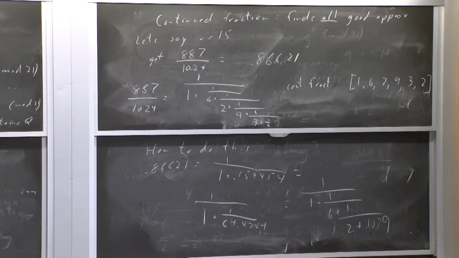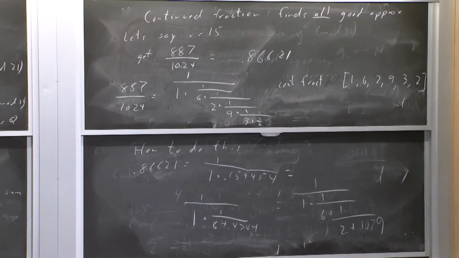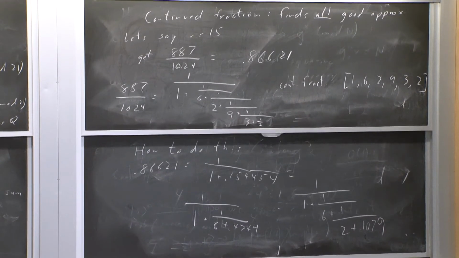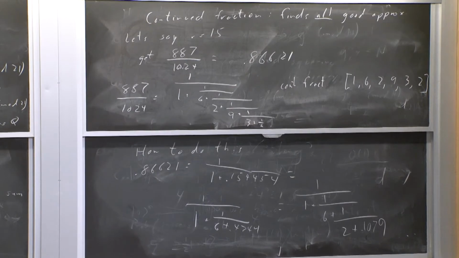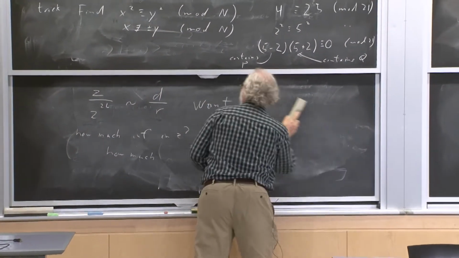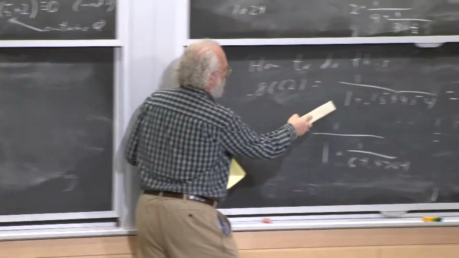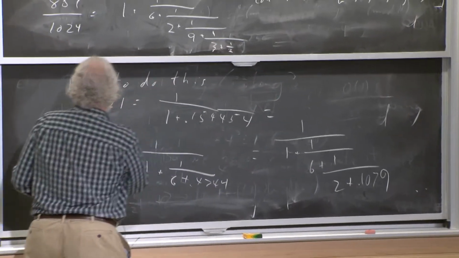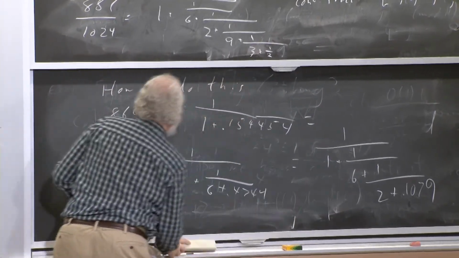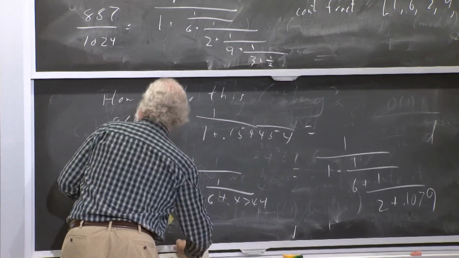Yeah? As you progress through the continued fraction chain, will these always be underestimates? No, they're going to alternate being under and over. And actually, all of these things are exact. This is equal to this, is equal to this, is equal to that, because I've added this thing.